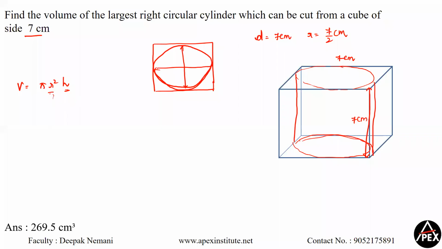So here the radius will be 7/2 and height will be equal to 7. Just substitute the values here. So pi is 22/7, r is 7/2, so 7/2 into 7/2, and h is 7. So these two will get cancelled. This is 11. So 11 into 49/2. So is it 269.5? Is this 269.5? Yes, okay. So the answer for this question should be 269.5 centimeter cube.